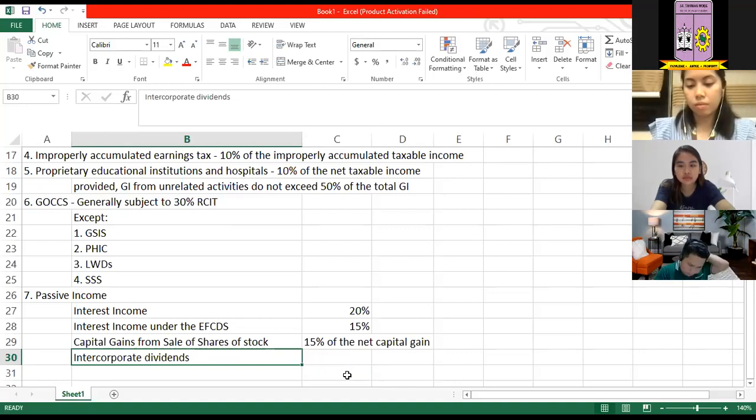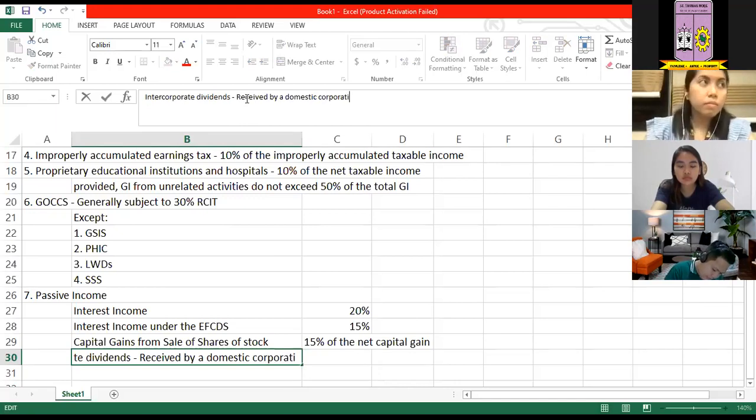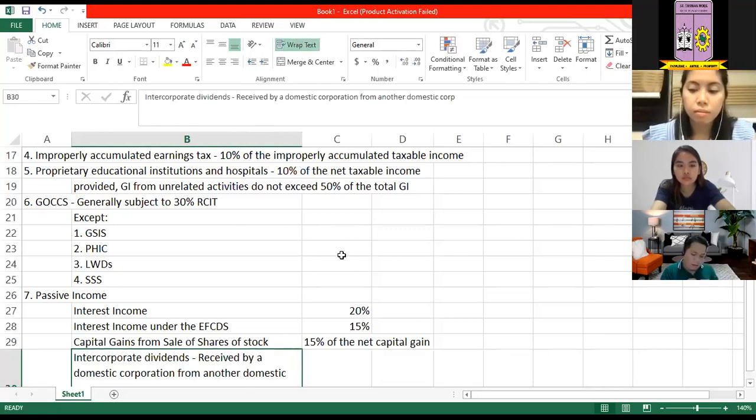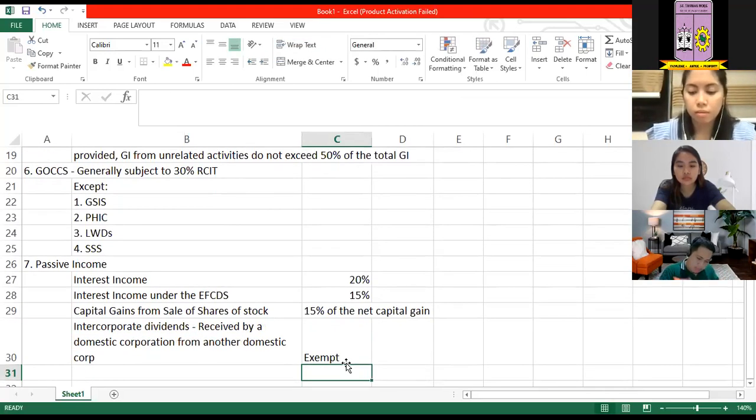But take note here that para maging exempt ito sa passive income tax, dapat yung dividends is received by a domestic corporation from another domestic corporation. Okay? Para exempt siya. Domestic pa tayo, no? Domestic pa. Okay?